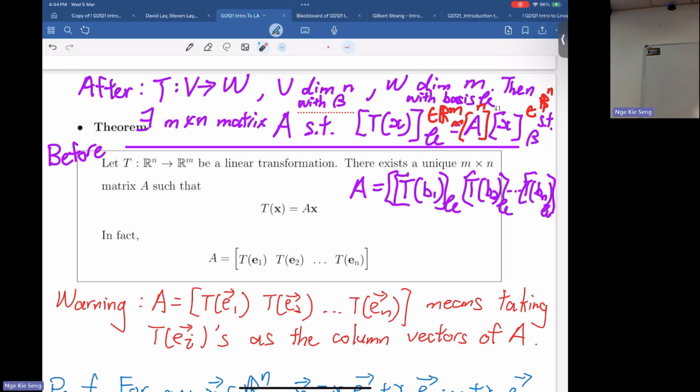So you see, the term that we had before is actually a special case. Can you see it's a special case here? What's the special case? You can take your B and C as your standard basis.